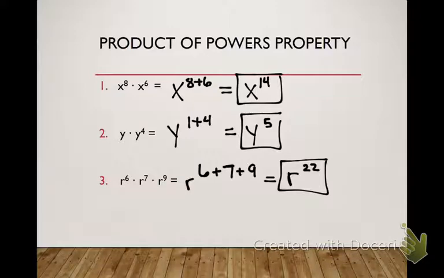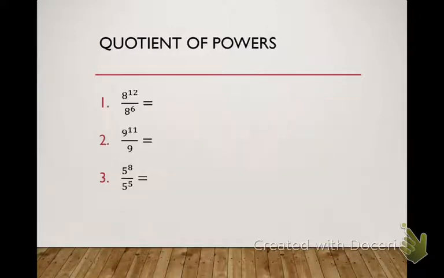Okay, so now we're going to switch gears over to quotient of powers. With quotient of powers, I'm subtracting my exponents. So multiplication, I add. Quotient or dividing, I subtract my exponents. And here's the rule that you need to remember. You subtract the numbers, and your leftovers go where the larger exponent is in the fraction. So on the first one, 8 to the 12th divided by 8 to the 6th, well, 12 minus 6 is what? 6. And since 12 is larger and it's on top, that's where your leftover 6 goes.